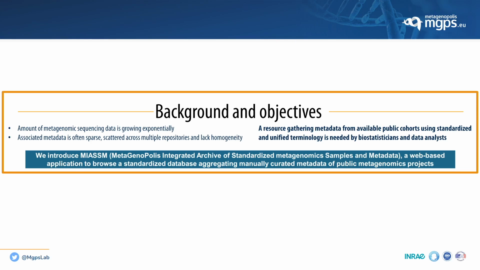So, a resource gathering metadata from available public cohorts using standardized and unified terminology is needed by bioinformaticians and data analysts. That's why in this poster we introduce MIASSM, for Metagenopolis Integrated Archive of Standardized Metagenomic Samples and Metadata, a web-based application aiming to browse a standardized database aggregating manually curated metadata of public metagenomics projects.